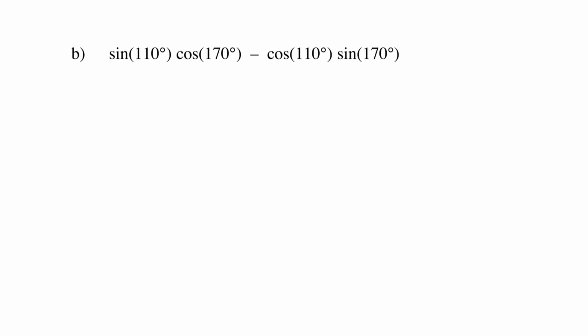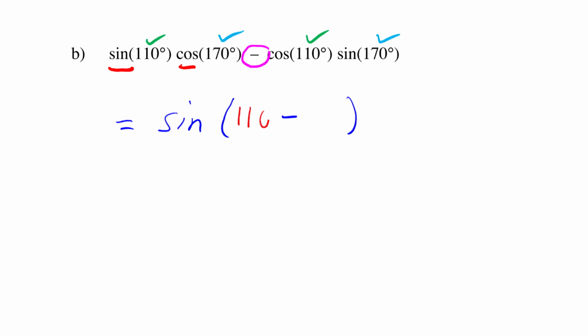Here's another one. Let's see, this is sine, cosine. Okay, this is going to be the sine, either a sum or difference. And we see the sine of 110 in the first and the sine of 170 in the second. Then cosine of 170 and then cosine of 110. So all the parts match up. The pattern is consistent with the sine of a difference. In this case, sine of 110 minus 170 degrees.